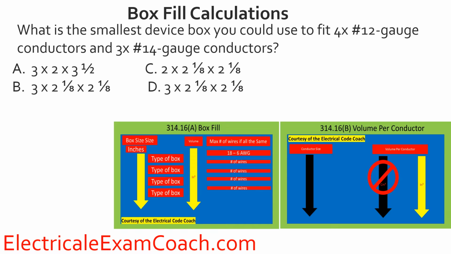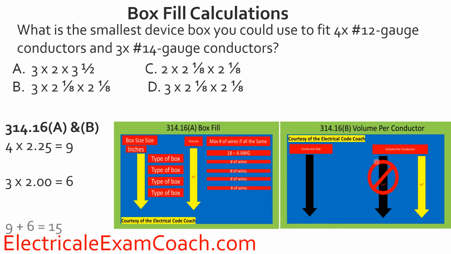What is the smallest device box you could use to fit 4 12-gauge conductors and 3 14-gauge conductors? For this one, we're going to be using tables A and B. Let's start over here in table B and get our total count. Then we'll go to table A and find which box fits it. We do the math on our 12-gauge conductors. We do the math on our 14-gauge conductors. These conductors are taking up 15 cubic inches.